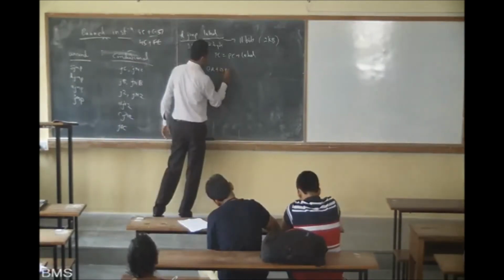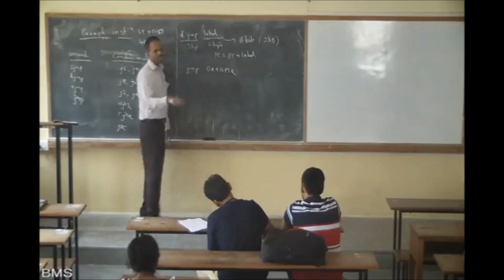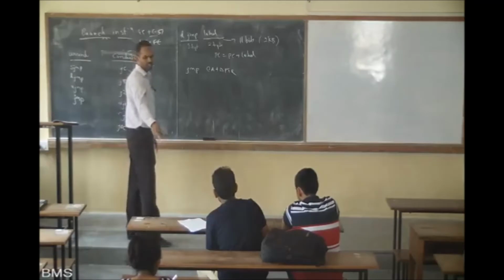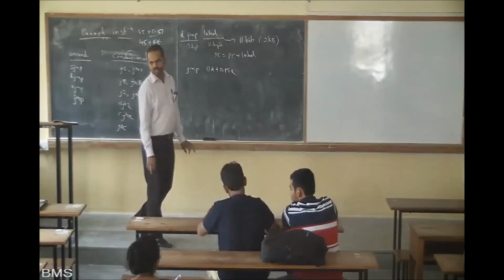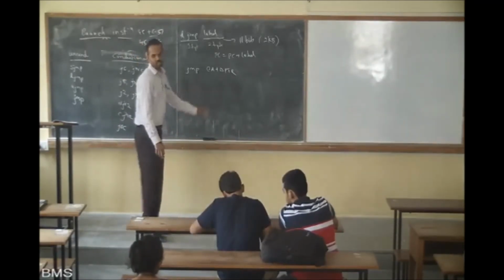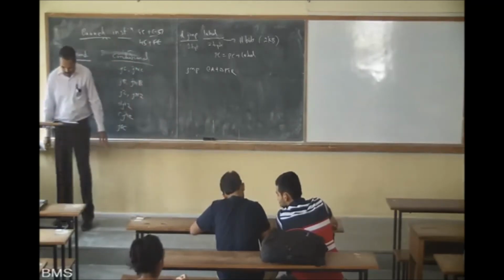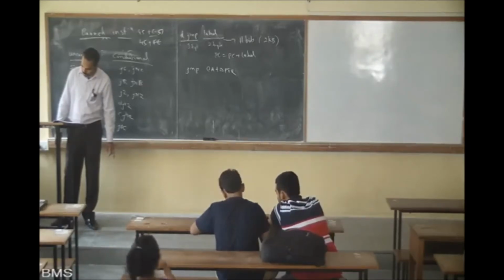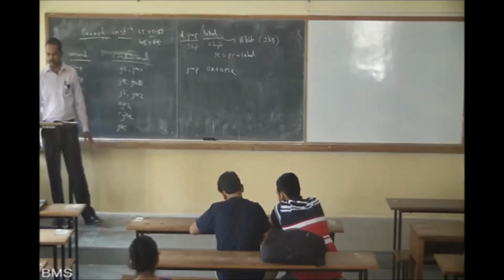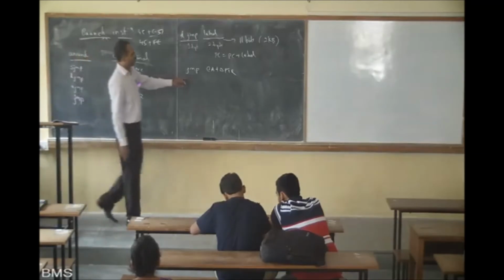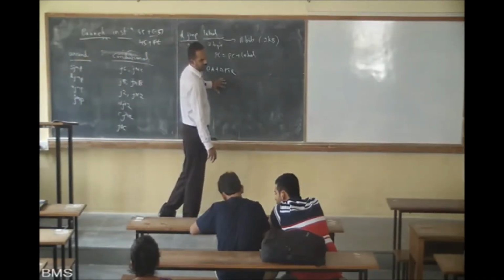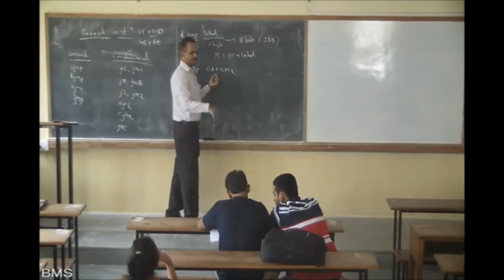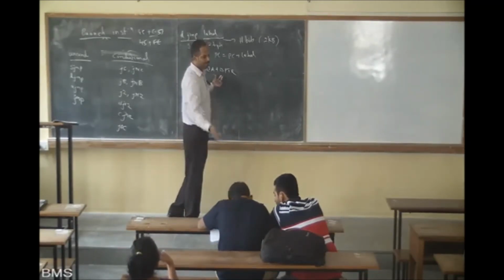JMP @A plus DPTR. There is one special instruction. Please check the instruction sheet. Is it correct? This is one special instruction: JMP @A plus DPTR. So wherever you want to jump in RAM, you have to use this.